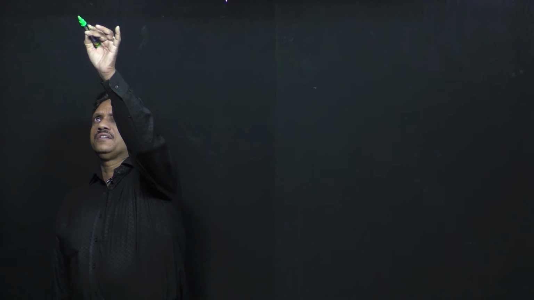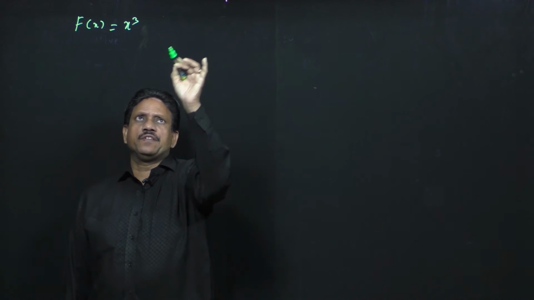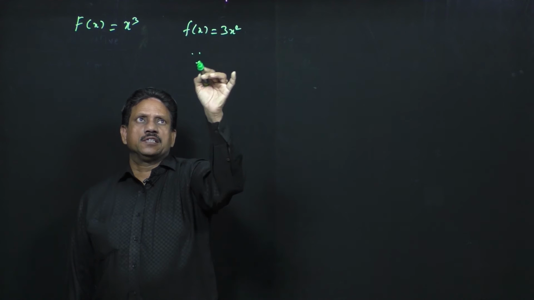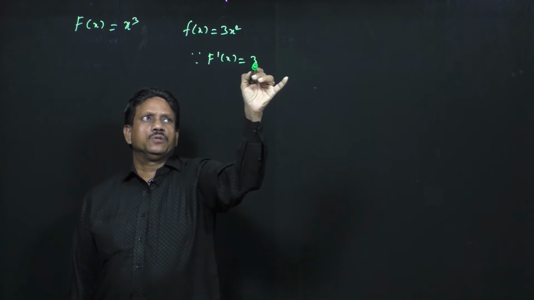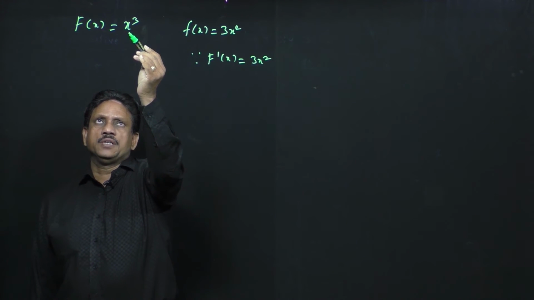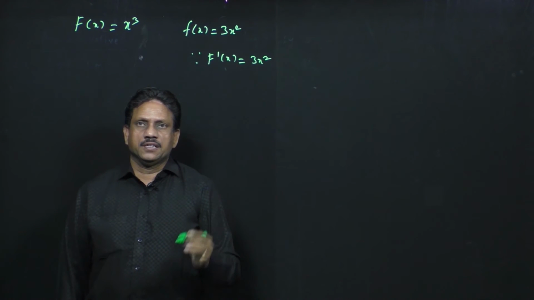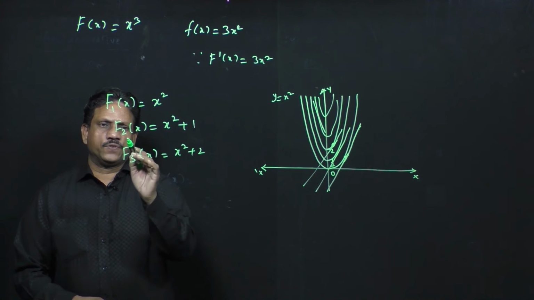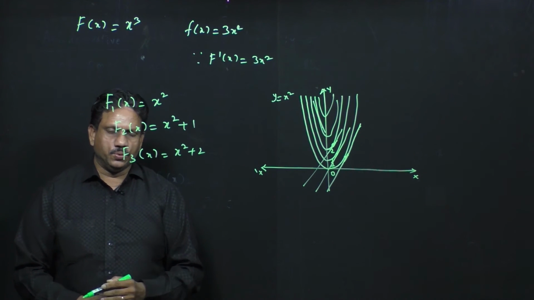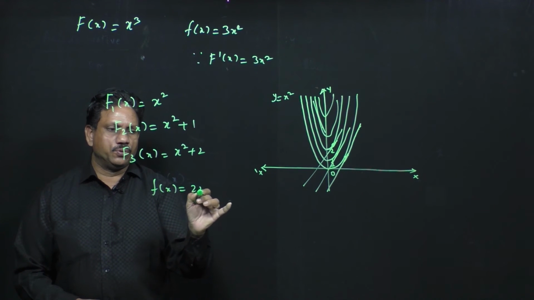The function F of x equal to x cube is the antiderivative of f of x equal to 3x square, since F dash of x is equal to 3x square. So the function F of x equal to x cube is the antiderivative of f of x equal to 3x square. F1 of x equal to x square, F2 of x equal to x square plus 1, F3 of x equal to x square plus 2. All these are the antiderivatives of the function f of x equal to 2x.